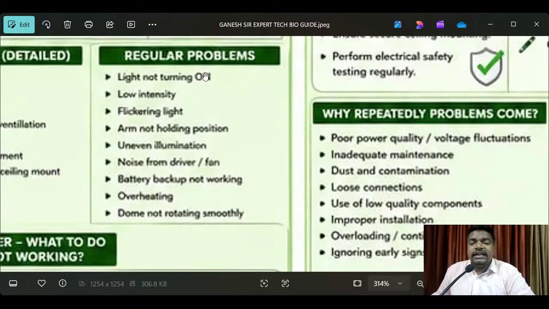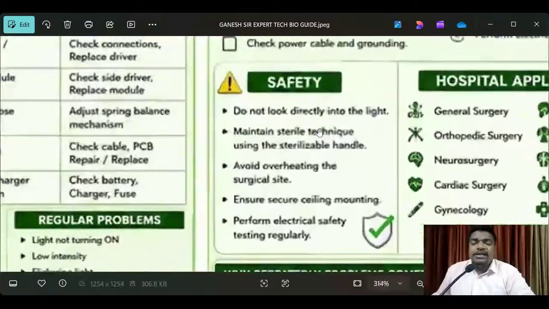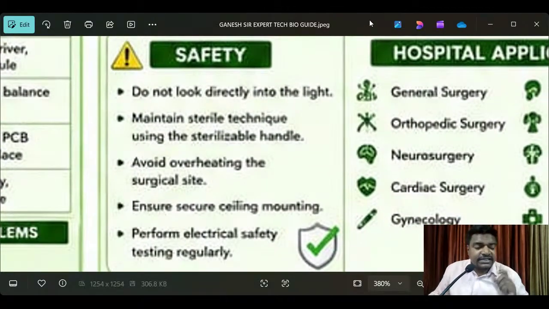These are the regular problems of the OT light. Next, safety. See here, catch it in the way that I am giving instructions and explanations. Understand? Proper explanation is very important, proper learning is very important, and proper guidance is very important. You should also have a proper ambition, and whoever has a proper ambition will definitely become a biomedical engineer. Understand? Right?